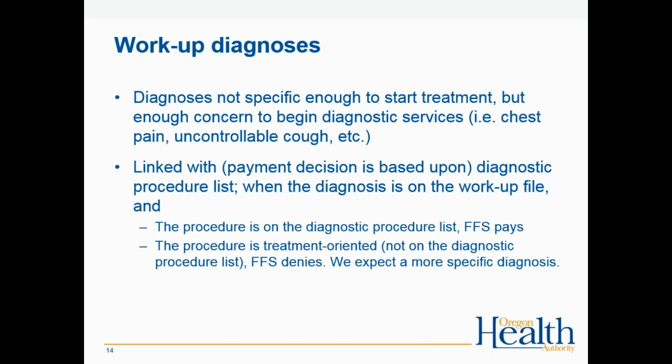And then we have our workup diagnosis codes. These are not specific enough to start treatment, but enough concern to begin diagnostic services. For example, chest pain, uncontrollable cough. They are linked with the diagnostic procedure list. So when the diagnosis is on the workup file and the procedure is on that diagnostic procedure list, then fee-for-service would pay. Also, when the diagnosis is on the workup file and the procedure is treatment-oriented, then fee-for-service would deny, because we would expect a more specific diagnosis.